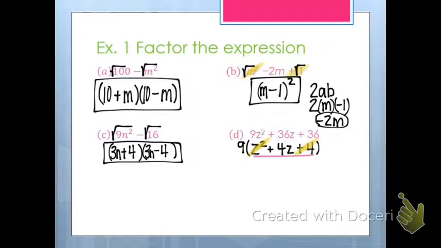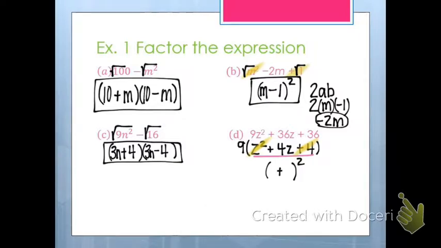How many parentheses are going in my answer? 1 raised to the second power. What's the sign in my answer? Positive. Good. Remember the first sign in the problem comes down into my answer. So this is a plus sign. And how do I find the terms of my binomial?